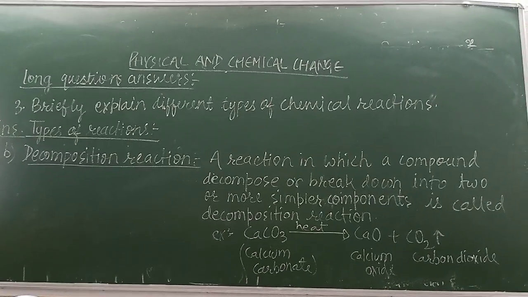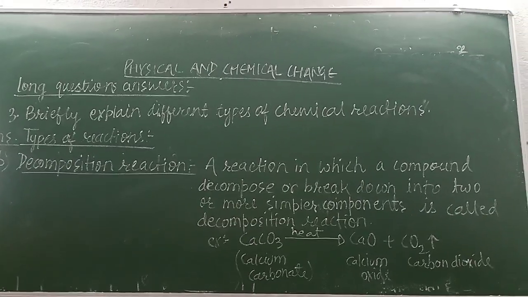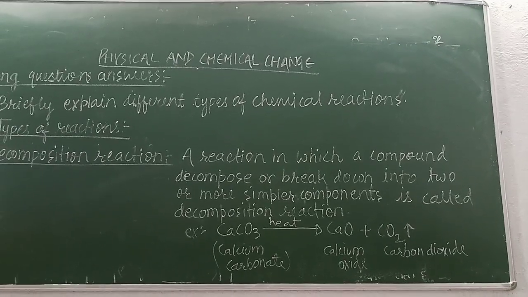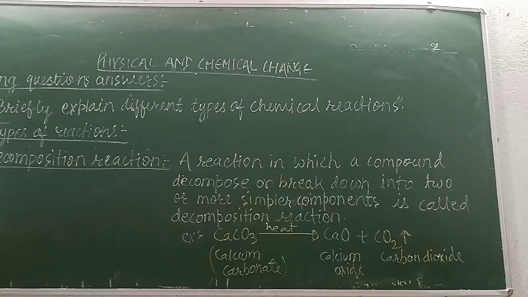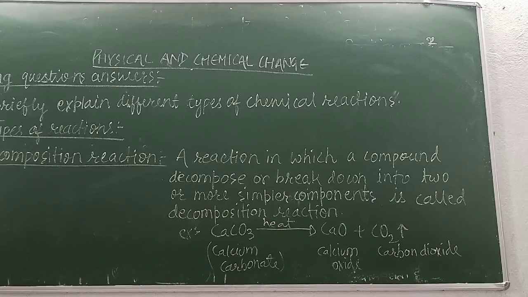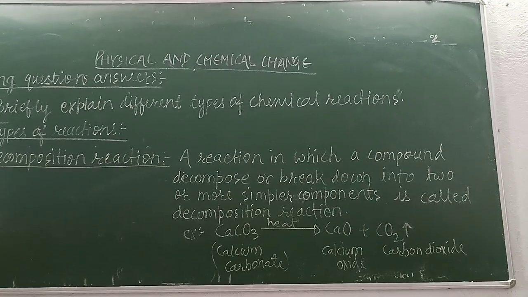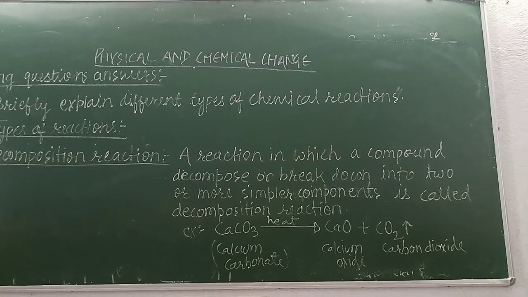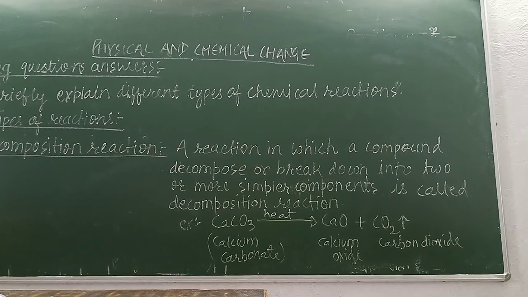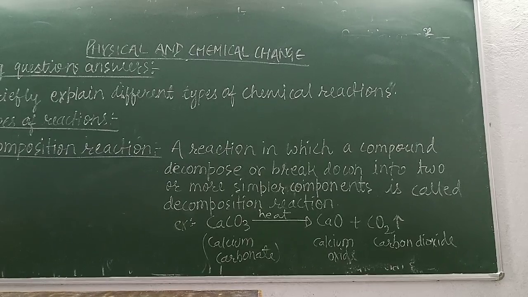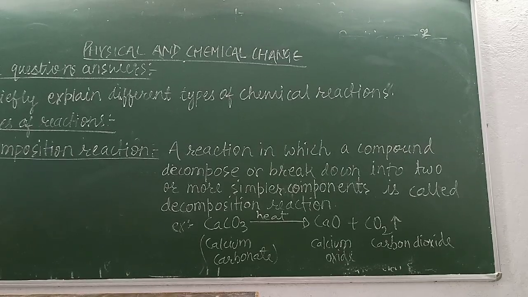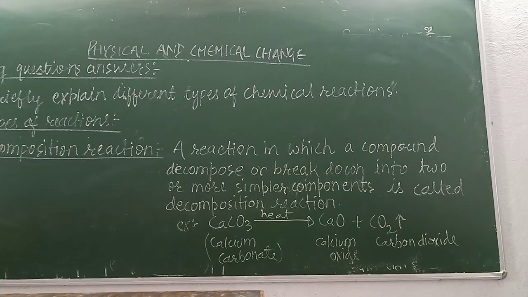Now next reaction is decomposition reaction. What is decomposition reaction? A reaction in which a compound decomposes or breaks down into two or more simpler components or substances is called decomposition reaction. Example, when we burn or heat calcium carbonate, and the formula of calcium carbonate is CaCO3, it forms calcium oxide, also known as quicklime, and carbon dioxide, and it is a gas which is denoted by an upward arrow.